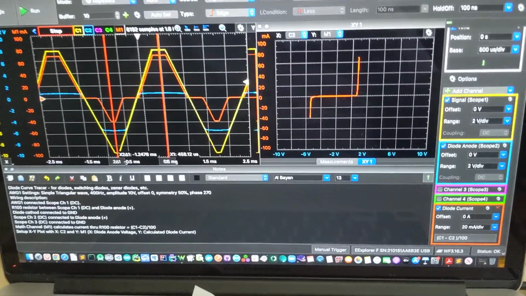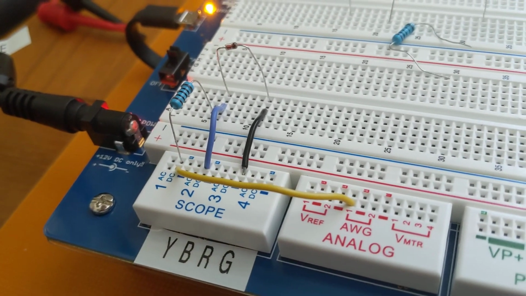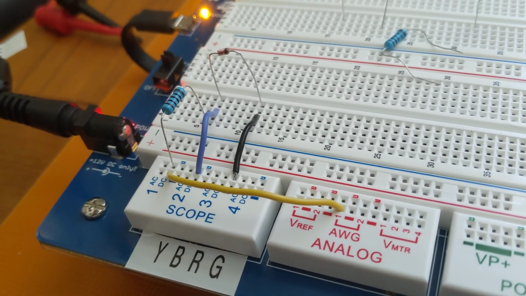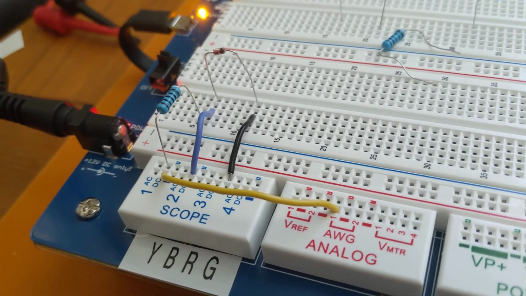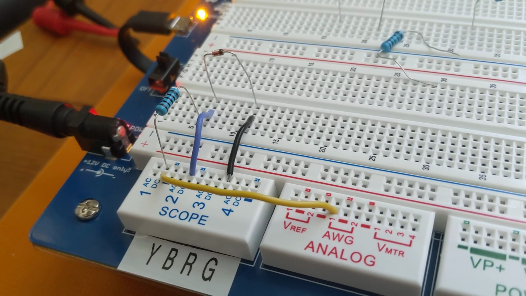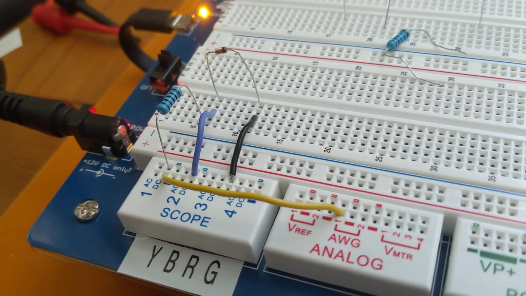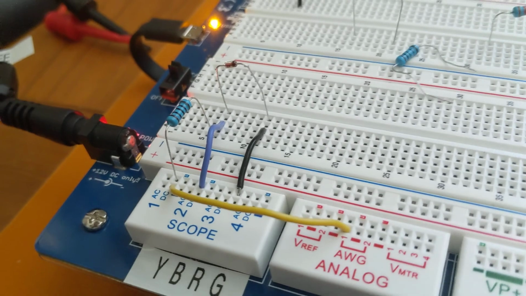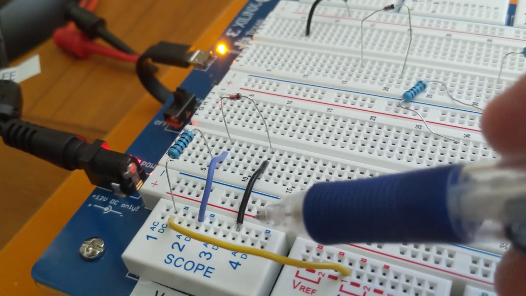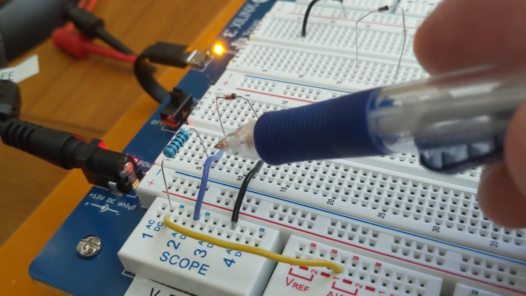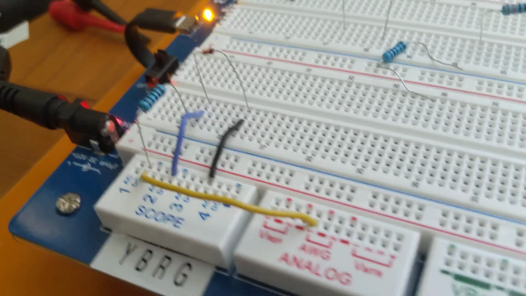Looking at the actual setup, it's very simple here on the board itself. Wave generator channel 1 going into scope channel 1 on the DC input. That same signal is going into that 100 ohm resistor, off to the anode of the diode, and then the circuit is completed by coming back here off to ground. Channel 2 of the scope measures the other side of that 100 ohm resistor. That's the complete setup, very simple.